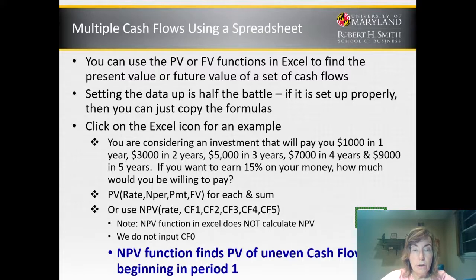So now we cannot use the present value function unless we want to do each one individually. And I show you that in the Excel that I told you to download. But let's just use the NPV function. And remember what I told you. That does not calculate the NPV. It gives you the present value of a stream of uneven cash flows beginning in period 1.